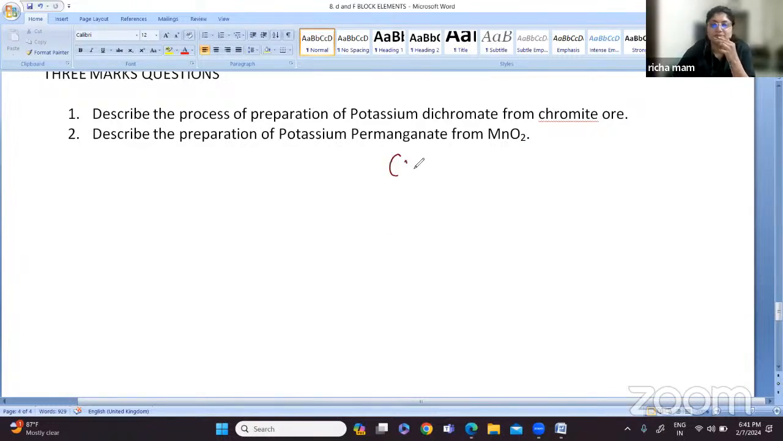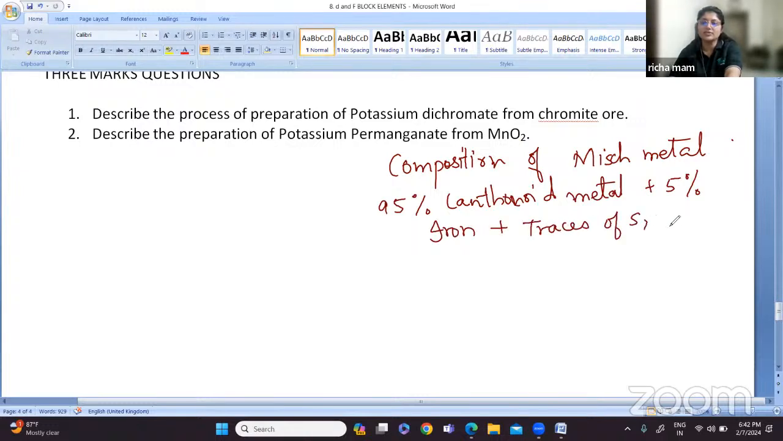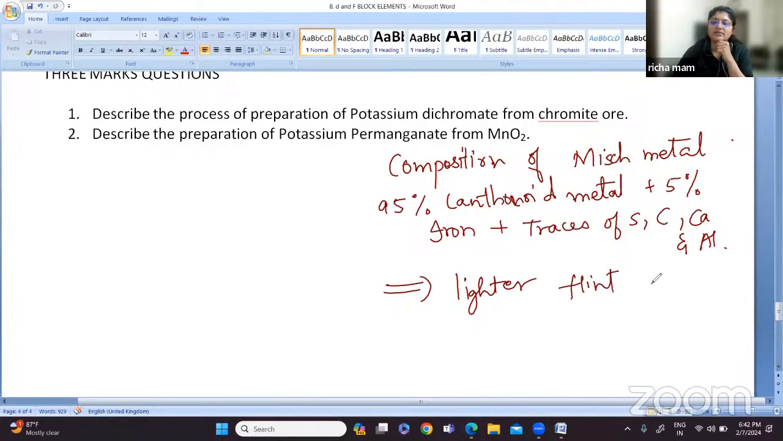What is the composition of mish metal? Okay, mish metal is an alloy which contains 95% lanthanoids, lanthanide metal, and 5% iron, plus traces of sulfur, carbon, calcium, and aluminium. It is used to produce lighter flint.